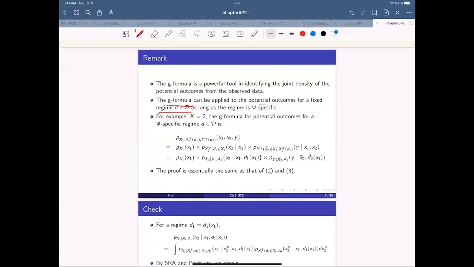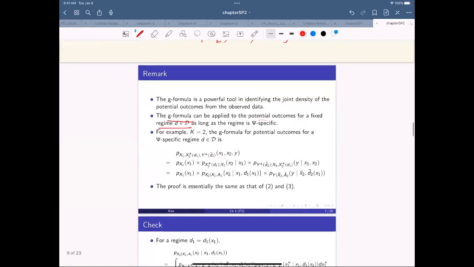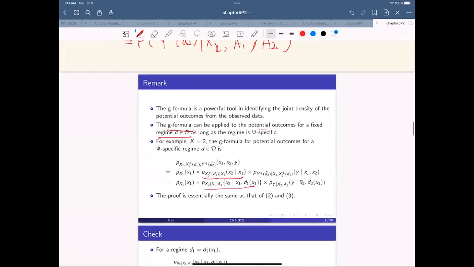So this is a potential joint density of the potential outcome. The first equality is just probability theory: joint density is marginal times conditional, and then each conditional can be expressed in terms of the observed data. Basically, this is the G formula.